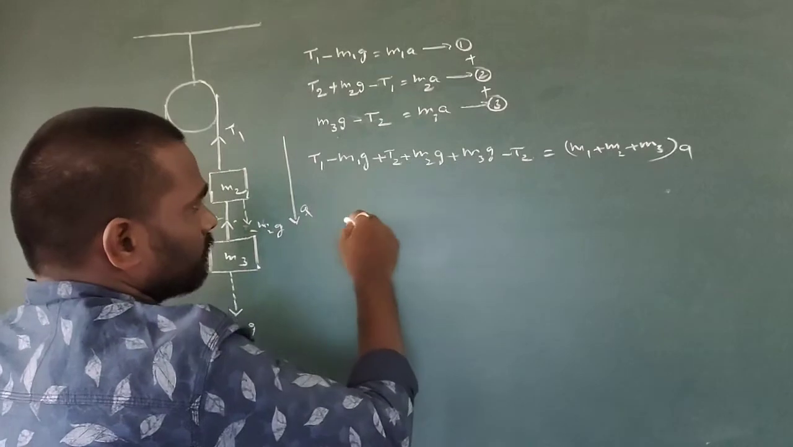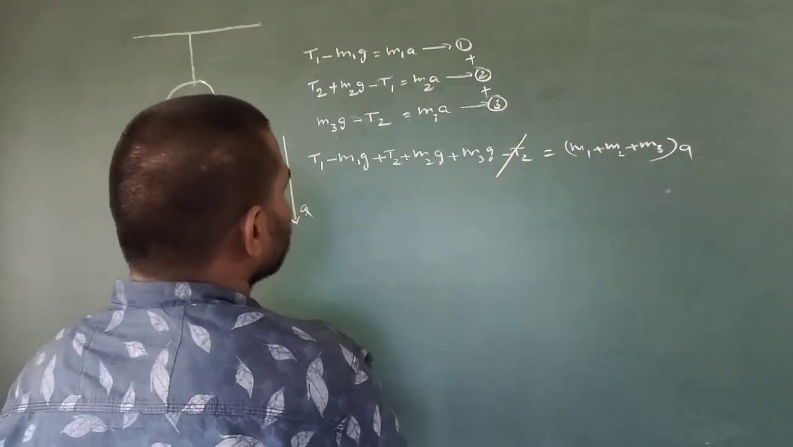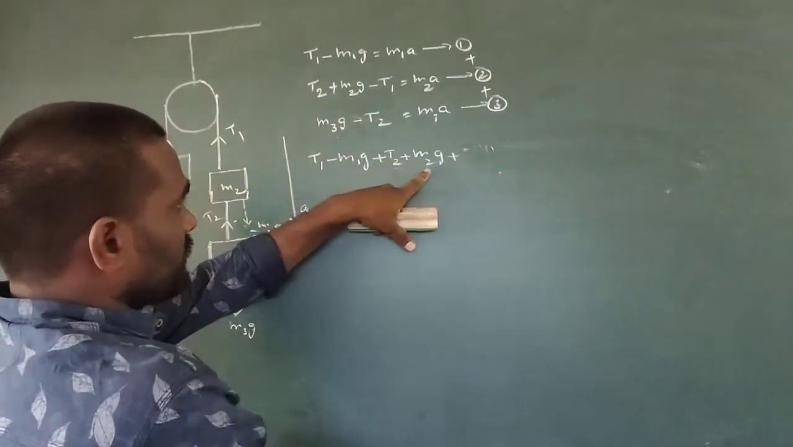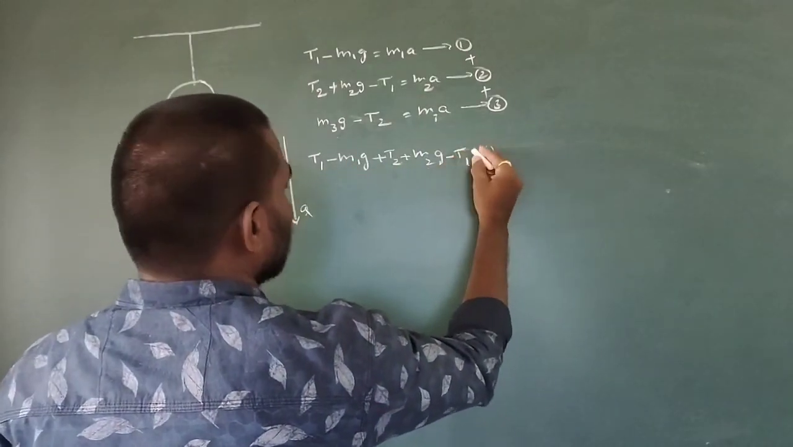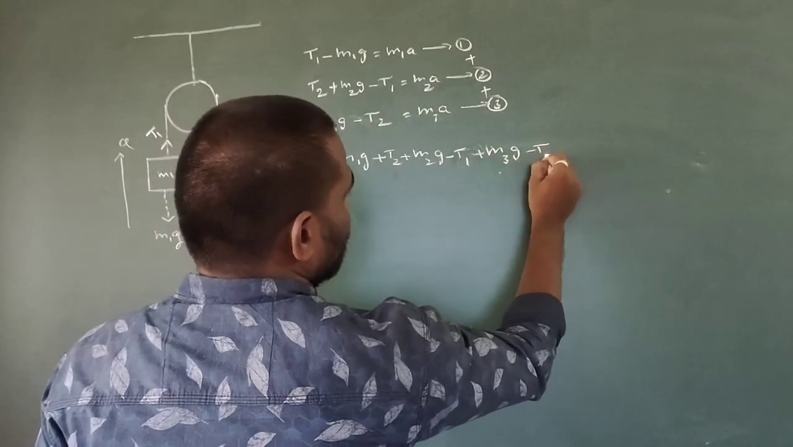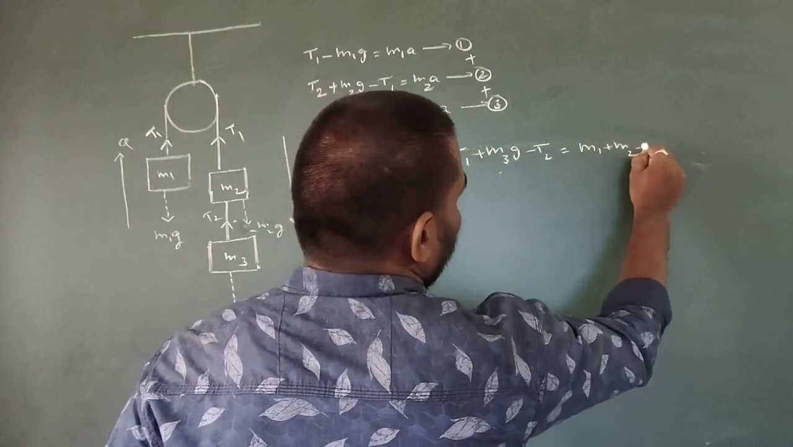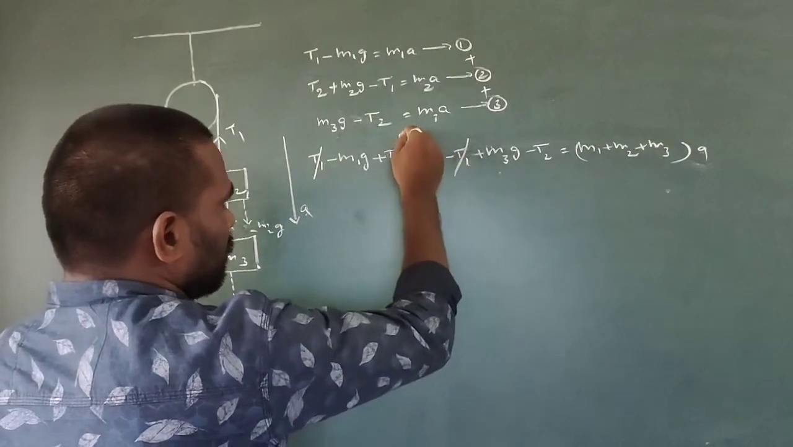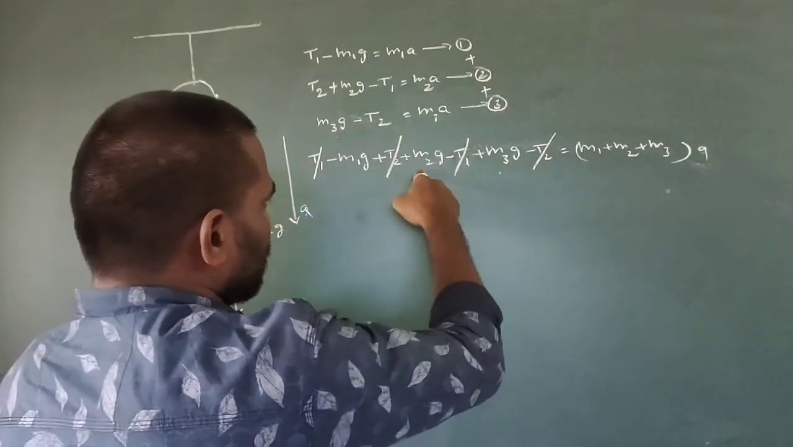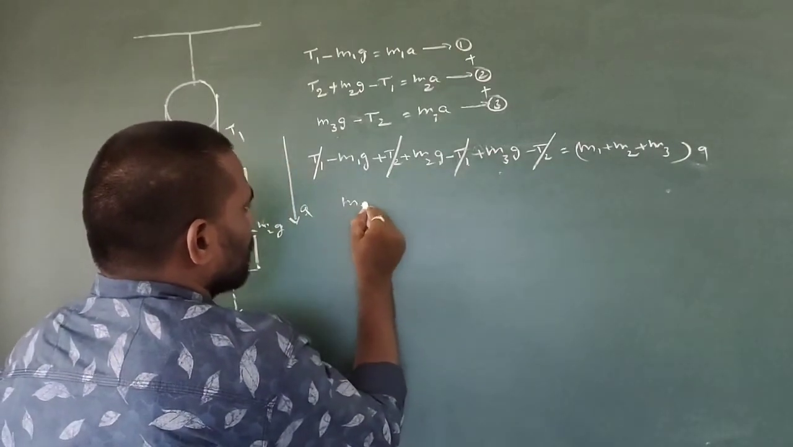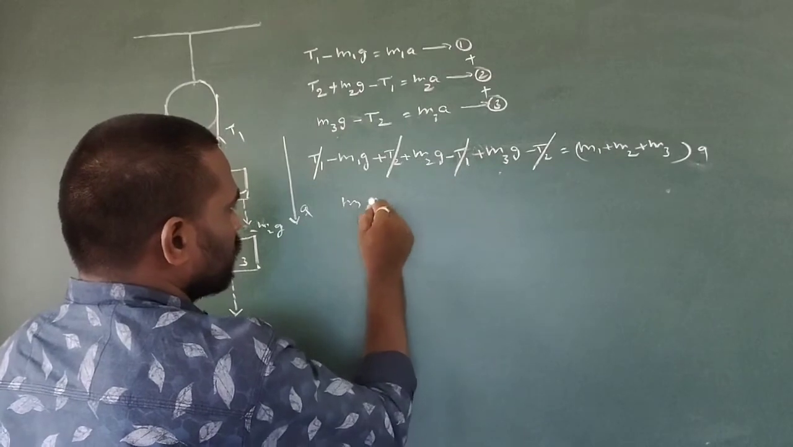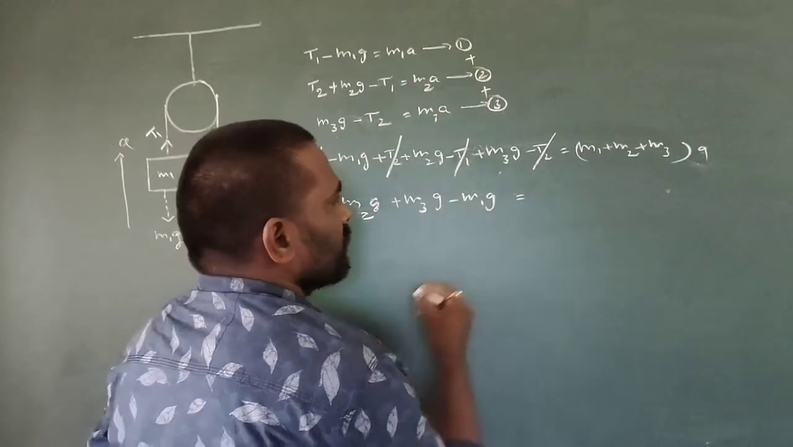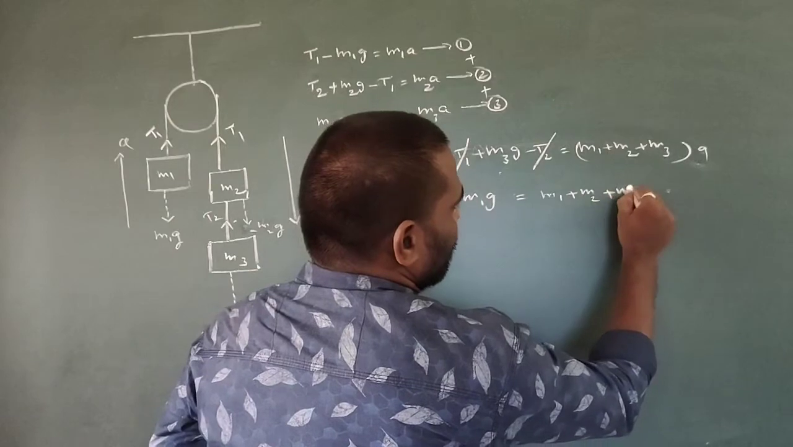Here, that is T2 plus m2g minus T1 plus m3g minus T2 is equal to (m1 plus m2 plus m3) into a. Then T1 minus T1 and T2 minus T2 cancel. Finally, m2g plus m3g minus m1g is equal to (m1 plus m2 plus m3) into a.